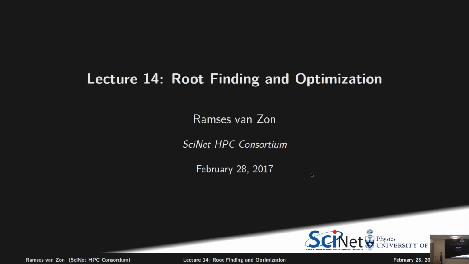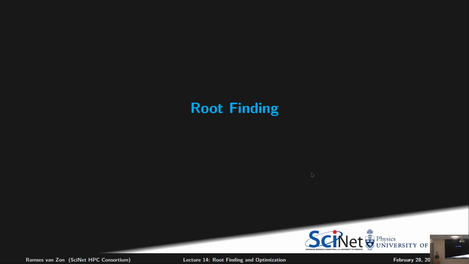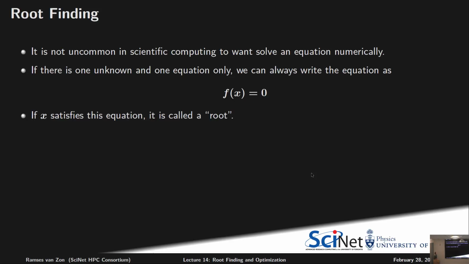We're on track of learning how to use existing tools, existing libraries to do common scientific computing tasks. And so in that vein today, we are going to look at root finding and optimization. Those are two topics, but are kind of similar, as you'll see. We'll start with root finding.